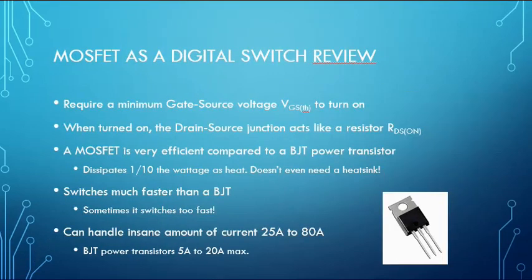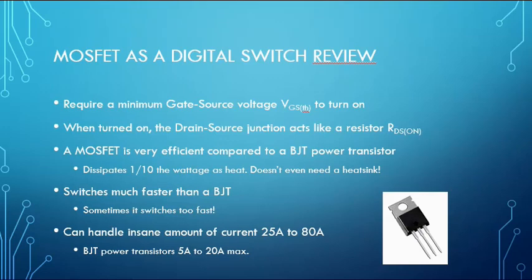MOSFET as a digital switch review. We require a minimum gate-source voltage, VGS threshold, to turn on. When turned on, the drain-source junction acts like a resistor, RDS on. A MOSFET is very efficient compared to a BJT power transistor. It dissipates 1/10 the wattage as heat. It doesn't even need a heatsink.